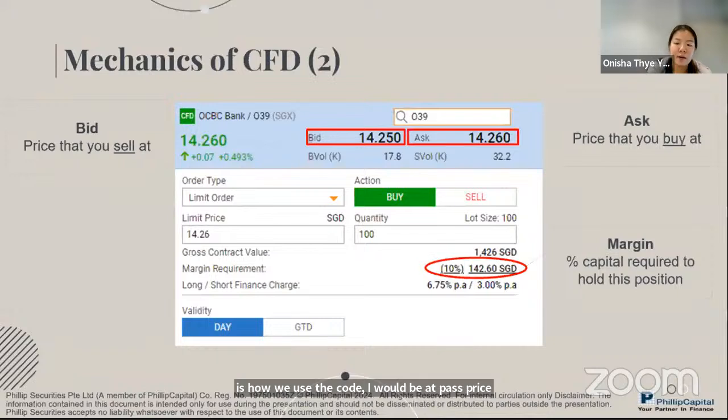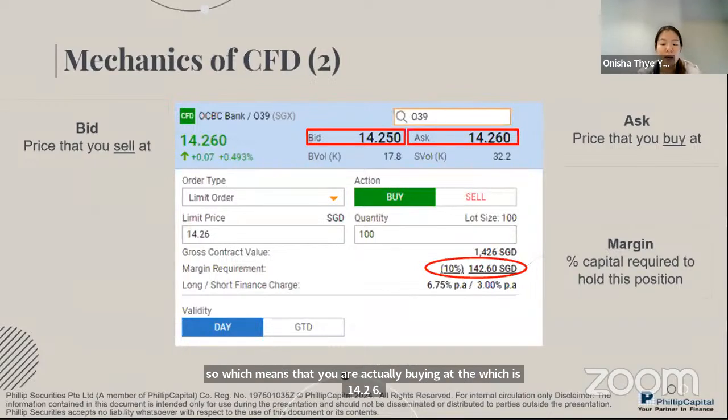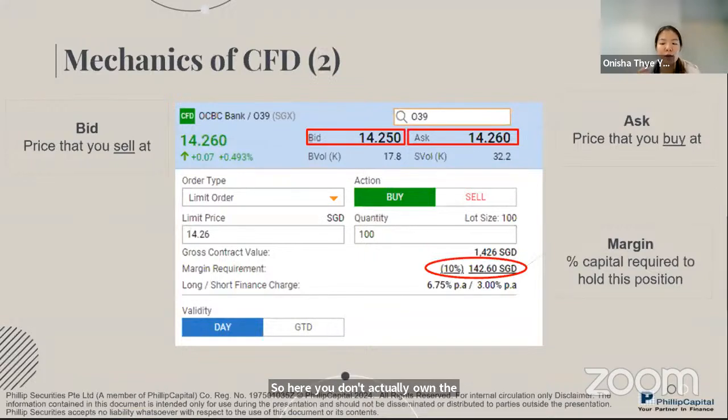Now, this is the order ticket from our most popular platform, Poems platform. For this particular counter, we have OCBC Bank. This CFD counter tracks the underlying share price of OCBC. Here we have the bid and ask price, 14.25 and 14.26. We buy at the ask and sell at the bid, simple. Let's say you buy 100 OCBC CFD contracts, which means you are buying at the ask price, 14.26. Here, you don't actually own the underlying share. You just get exposure to the price fluctuation in OCBC.